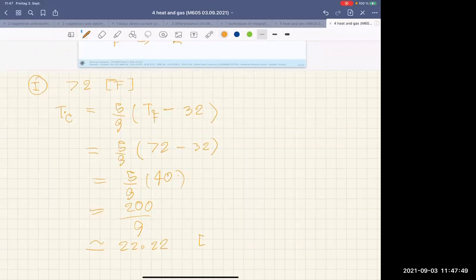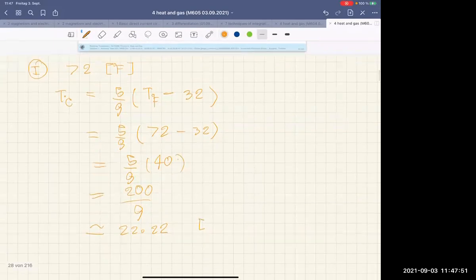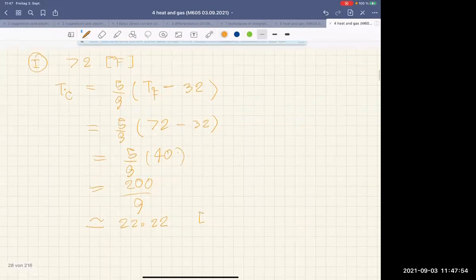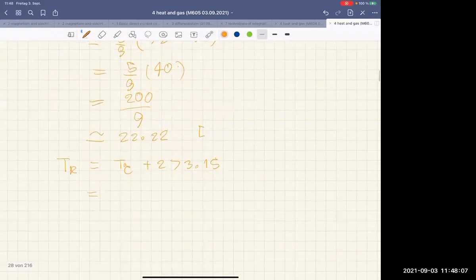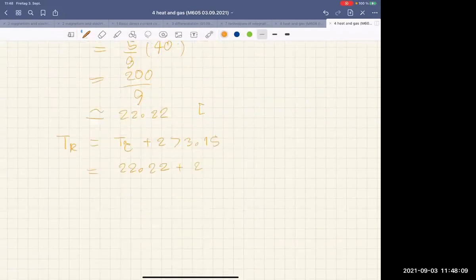It's correct. Okay. And what about this temperature in Kelvin? So TK is going to be TC plus 273.15, and it's going to be 22.22 plus 273.15. I think we are running out of time. 295.37 Kelvin. Okay, and here is degrees of Celsius.